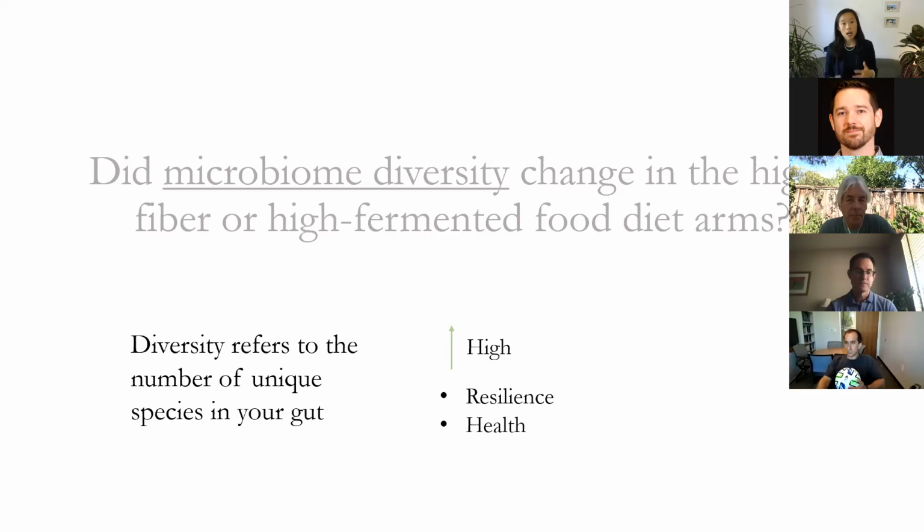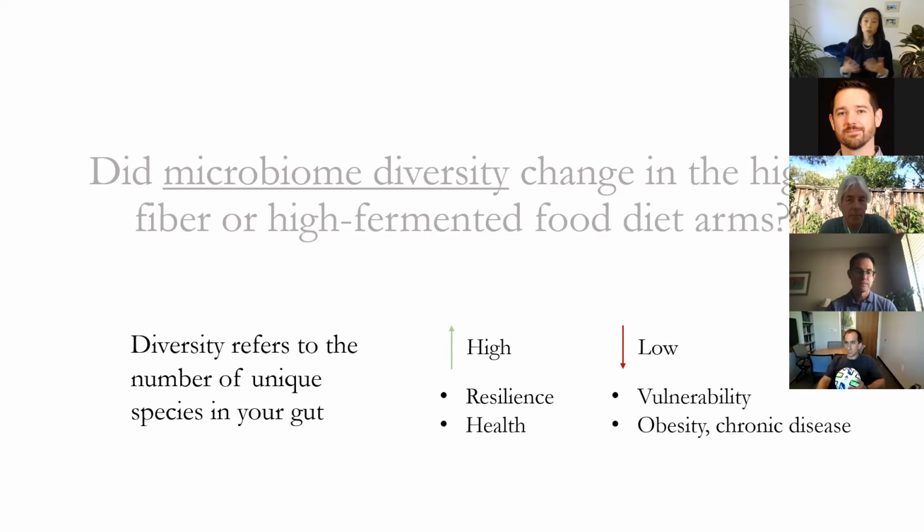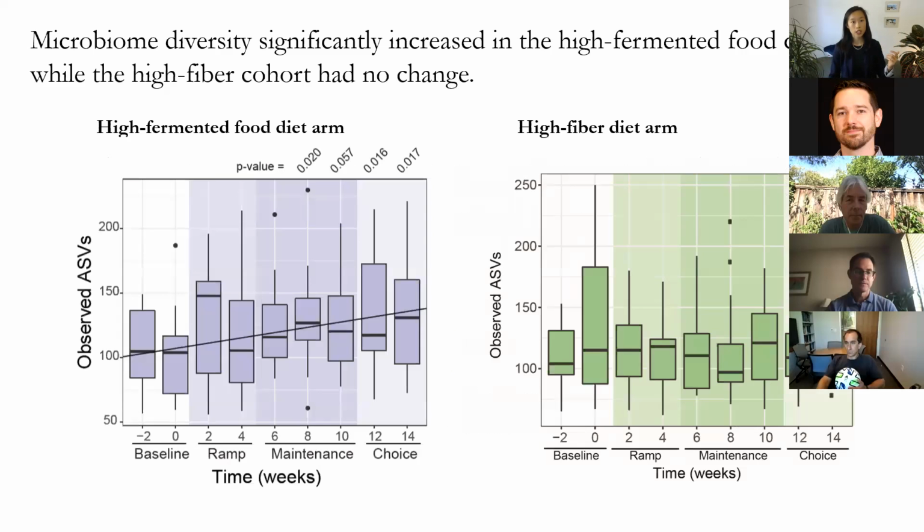In general, high microbiome diversity is good. It's associated with resilience and health. Low diversity is associated with vulnerability. People get sick more often, and people with obesity or chronic disease generally have a lower microbiome diversity. So the question again is, did microbiome diversity change? We saw microbiome diversity significantly increased in the high fermented food cohort, while the high fiber cohort had no change.